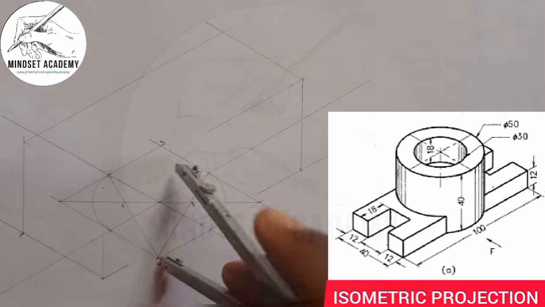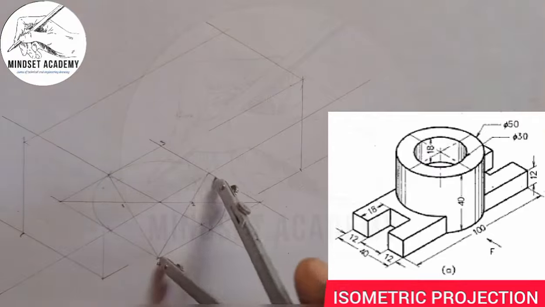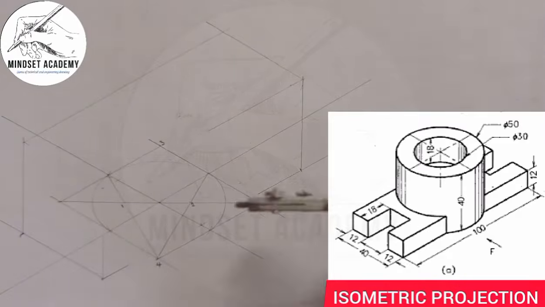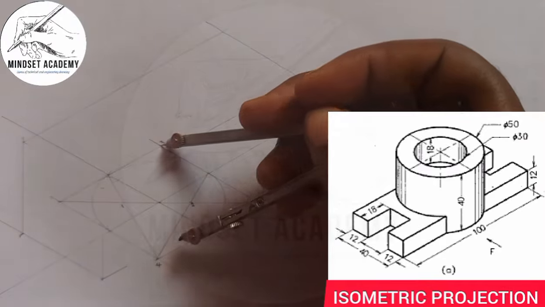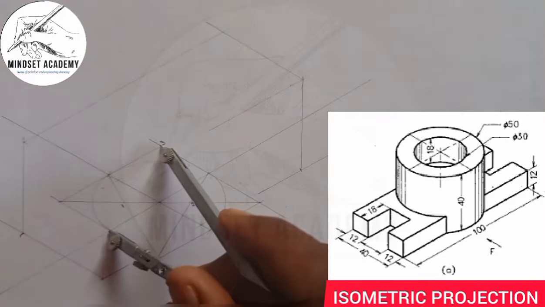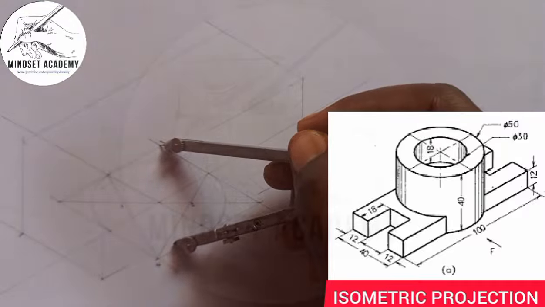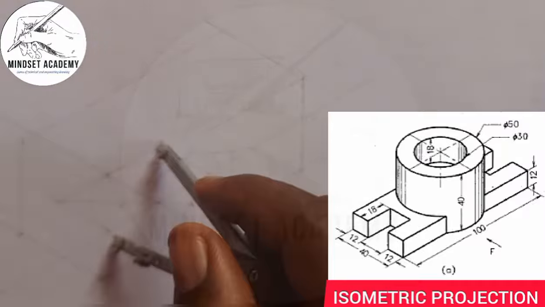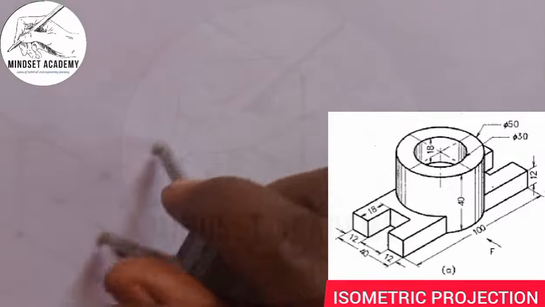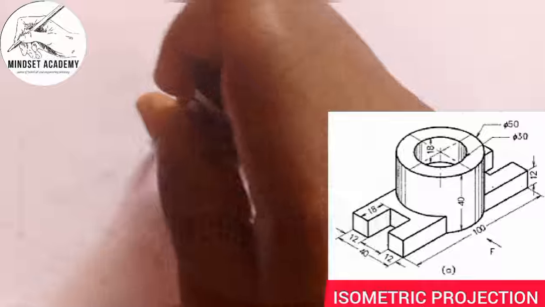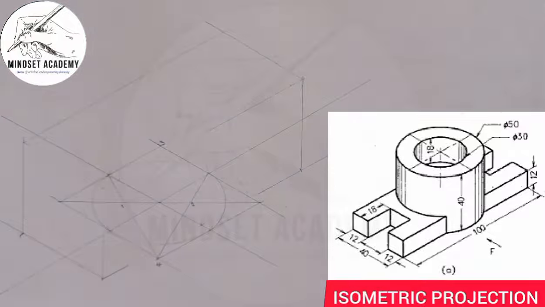You need to ensure that the circles are meeting each other here. Is that clear? And I'll come here too, I'll do the same thing. You can see that? So this is the circle at the base.